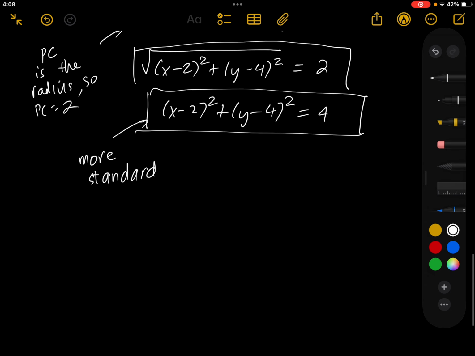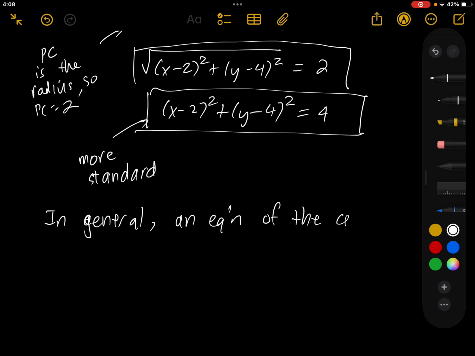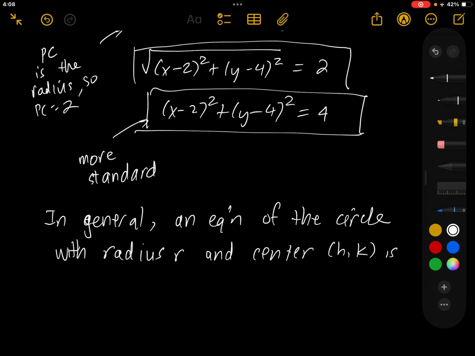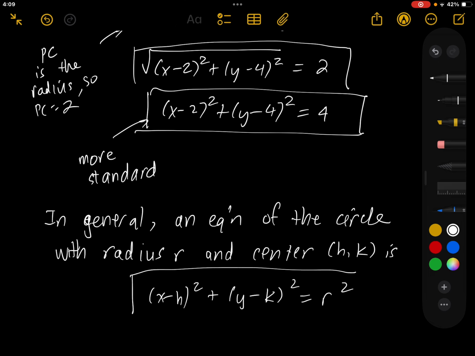Maybe before I go, I'll just write down the general equation. So in general, an equation of the circle with radius r and center (h, k) is (x minus h) squared plus (y minus k) squared equals r squared.